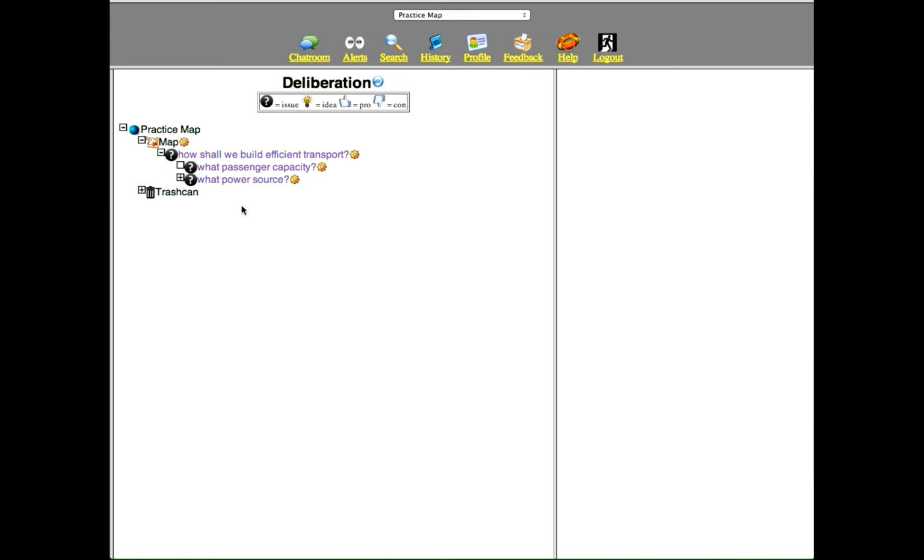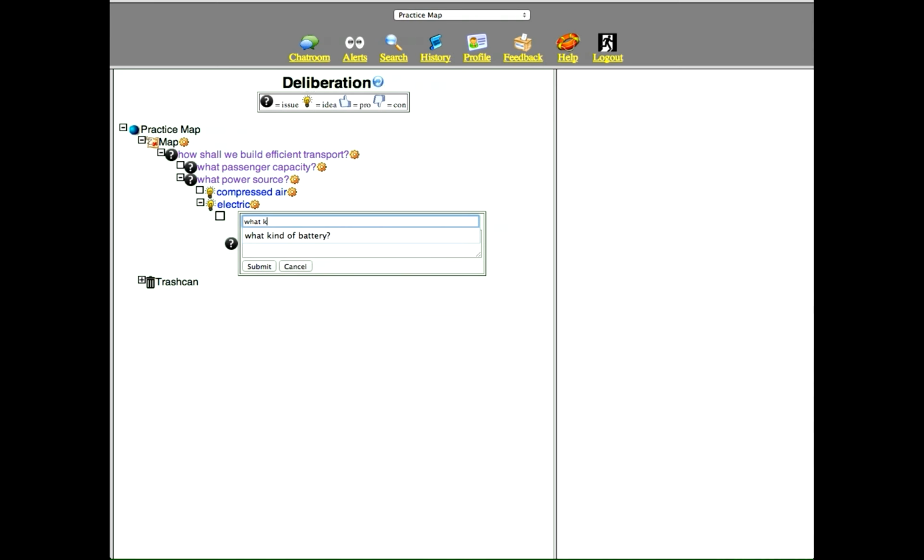And it's easy to identify undercover topics because they won't have any, or they'll have relatively few posts underneath them. Also, users can collaboratively refine ideas. For example, let's say a couple of people have already suggested different power sources. Someone else can come along and suggest some refinements are needed about the electric choice. For example, what kind of battery?